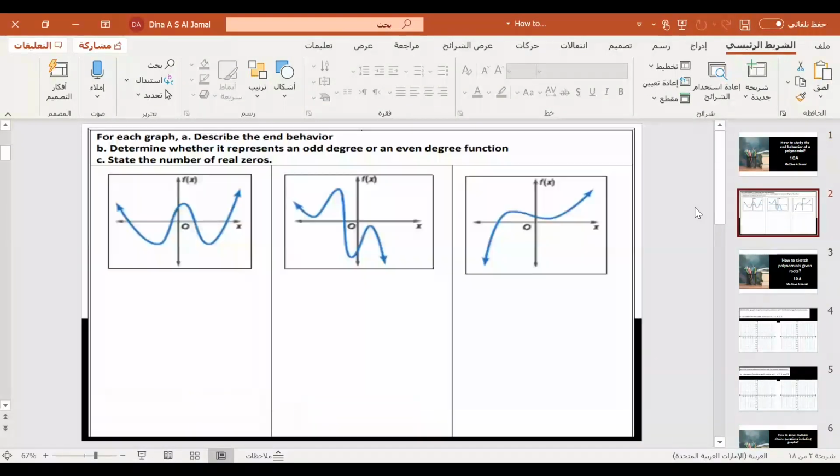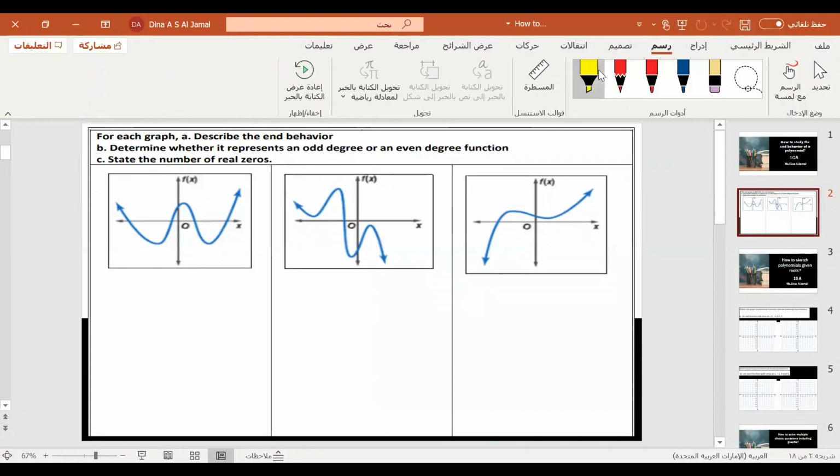So let's see here. I'm having 3 graphs. Each of them will be having an end behavior, and let's study it. And from the word end behavior, that means from each graph you should look at the end. So it is really good if you would like to color so you can remember how can you study the end behavior.